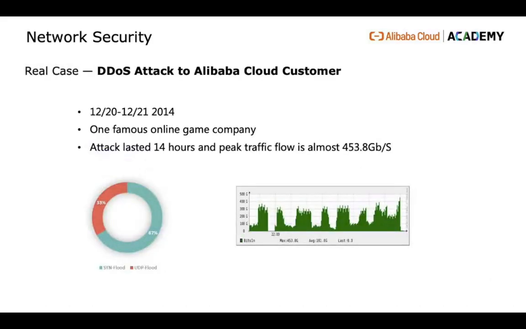Now let's look into some real cases. The first case happened in the year 2014. An online gaming company on Alibaba Cloud was attacked by DDoS for around 14 hours. From the records, you can see that the peak traffic is almost 453.8 gigabytes per second. Luckily, they used our Anti-DDoS service, and all the attack traffic was successfully mitigated.